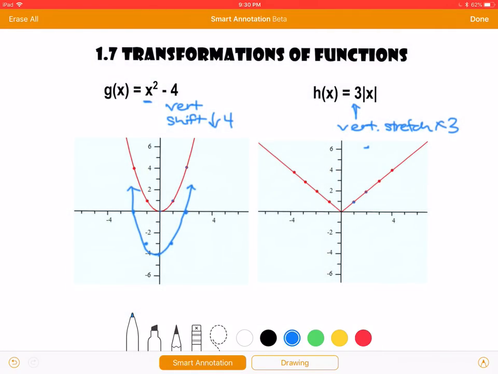This is up at 1, times 3 is 3. But it's a times. So this point that's up at 3, times 3 would be up at 9. You can see why it's called a vertical stretch, because anything above the x-axis gets stretched up. If it were negative, it would get stretched down. Vertical stretch.